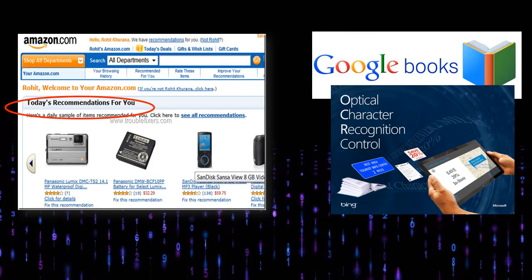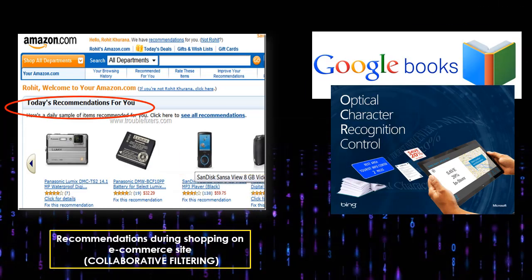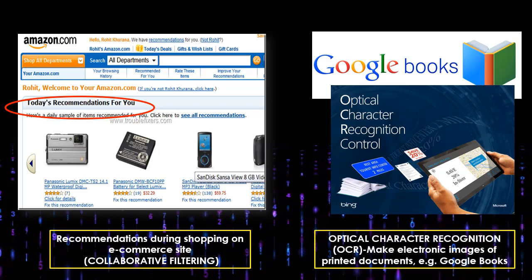Next we have recommendations. Whenever you go to Amazon, you find this sentence, today's recommendations for you. Or even if you go to Facebook to search friends, you find recommended friends. Or on LinkedIn, you get your recommended jobs or internships. These recommendations are a part of an application of NLP which is called collaborative filtering. Collaborative filtering is getting recommendations based on your choices and options that you choose.